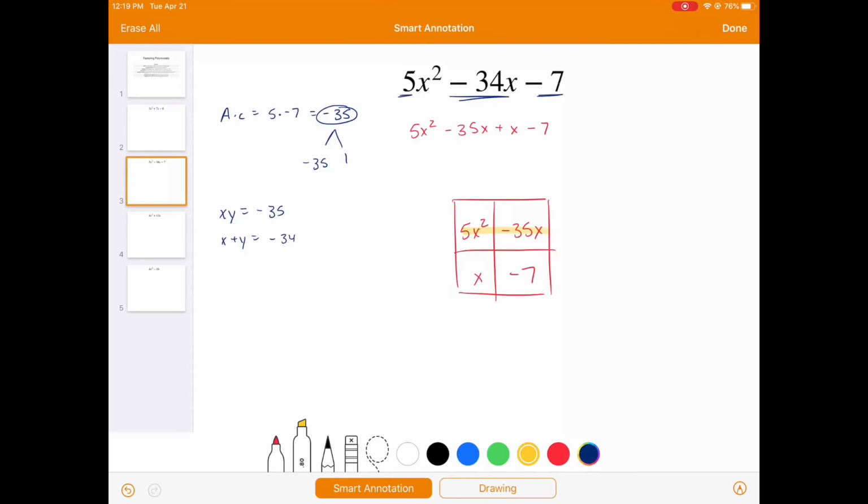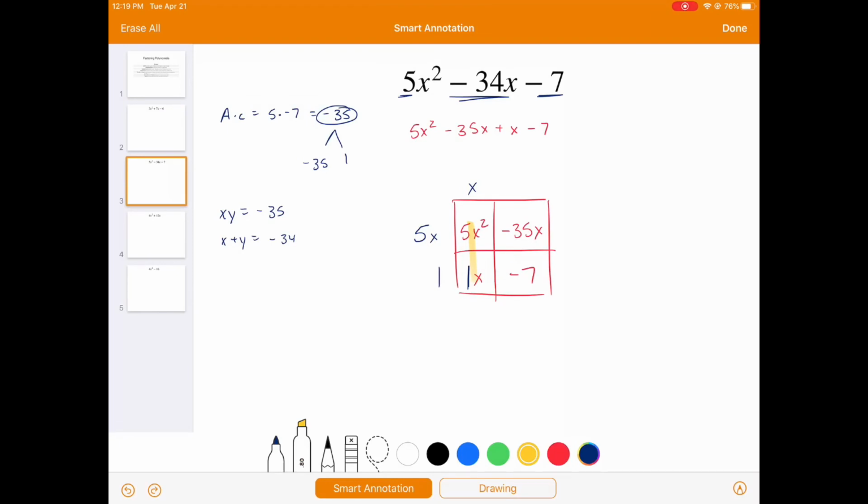Our first row, 5x squared and -35x, both 5 and 35 are divisible by 5, and they both have an x, so they're divisible by x. If we look at our next row, x and -7, nothing can really be taken out of either of those except for 1. Then we'll look at our columns. So 5x squared and x, you can take x out of both of those because there's a little invisible 1. The only thing both 5 and 1 are divisible by is 1. So you could technically write it there, but it looks a little silly.